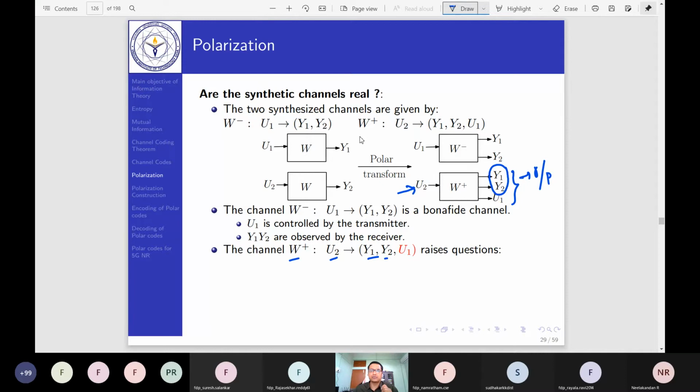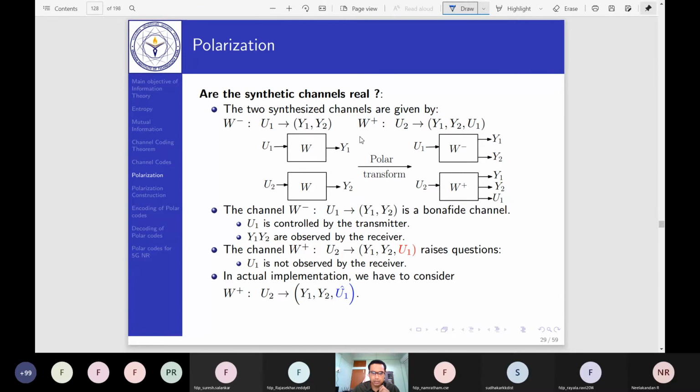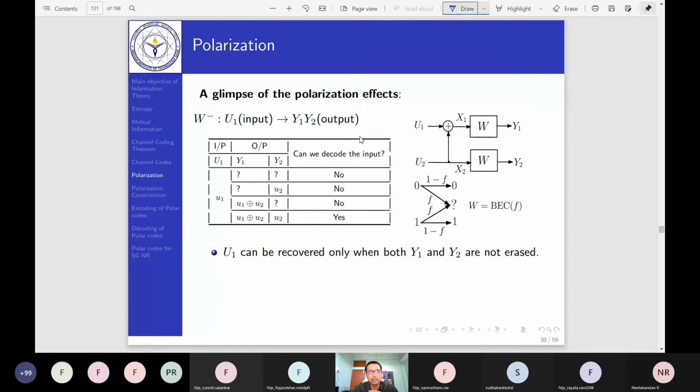So the channel W plus raises questions. U1 is not observed by the receiver. So in actual implementation, this U1 has to be replaced by U1 hat, which is nothing but the estimated bit. The previously estimated bit should be part of the observation for the decoding of the second bit. That means the polar code is inherently sequential. It is serial, not parallel. We first decode the first bit U1 to obtain the estimate U1 hat, and then decode U2. And the effect of polarization can be understood.